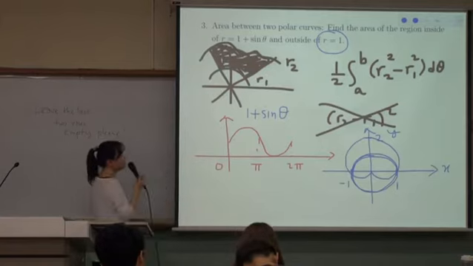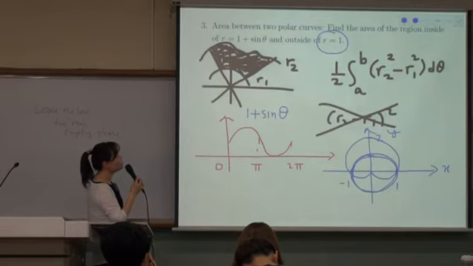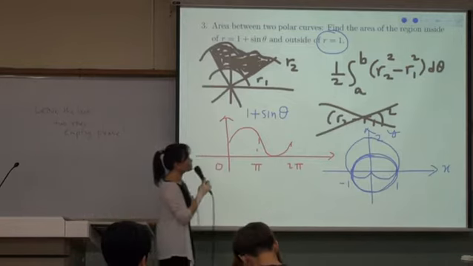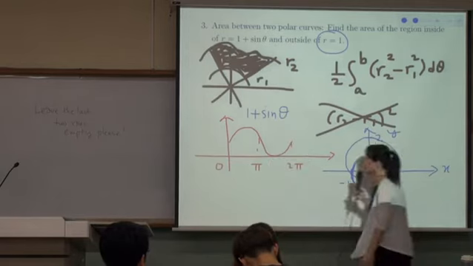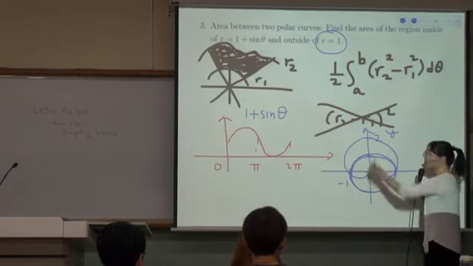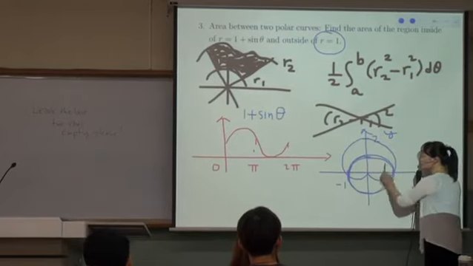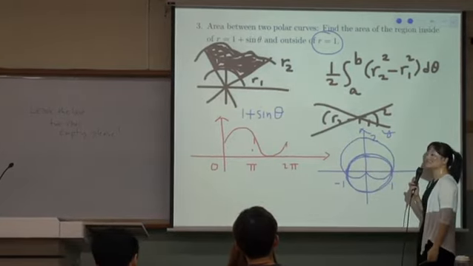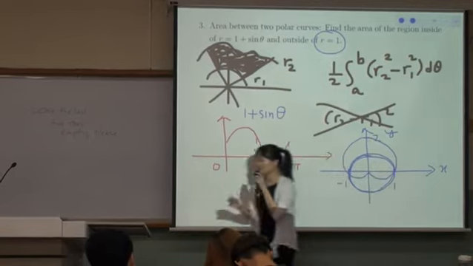Okay, so let's read the problem. Area between two polar curves. Find the area of the region inside of r equals 1 plus sine theta and outside of r equals 1. Which region, 1, 2, or 3? It is 1. Inside of this, outside of that. So it is 1, right?